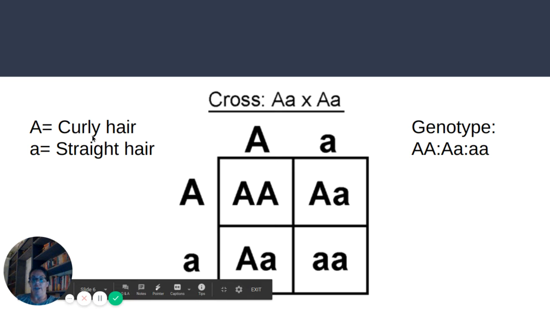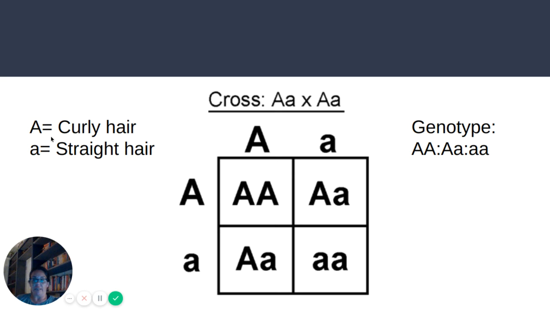So curly hair is dominant. It's represented by the capital A. Straight hair is recessive, represented by the lowercase a. And the 3 different genotype possibilities are big A, big A, big A, little a, or little a, little a. And if you look right here, we fill in these boxes by crossing. So there's a big A here and a big A here. So we're going to write that genotype or allele combination in this box.